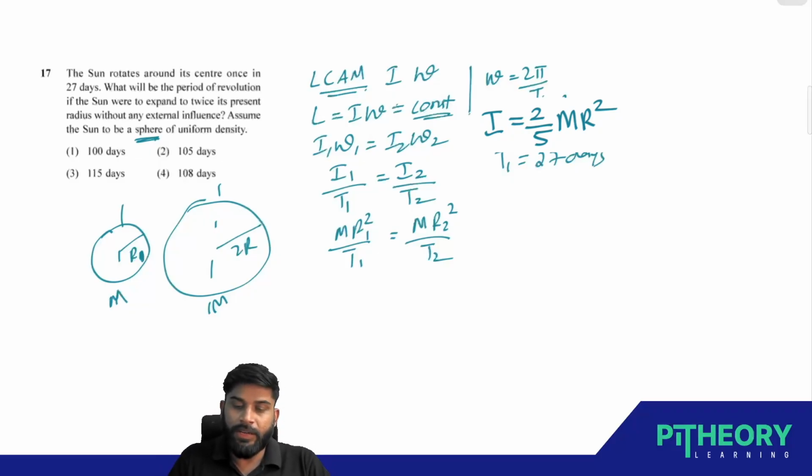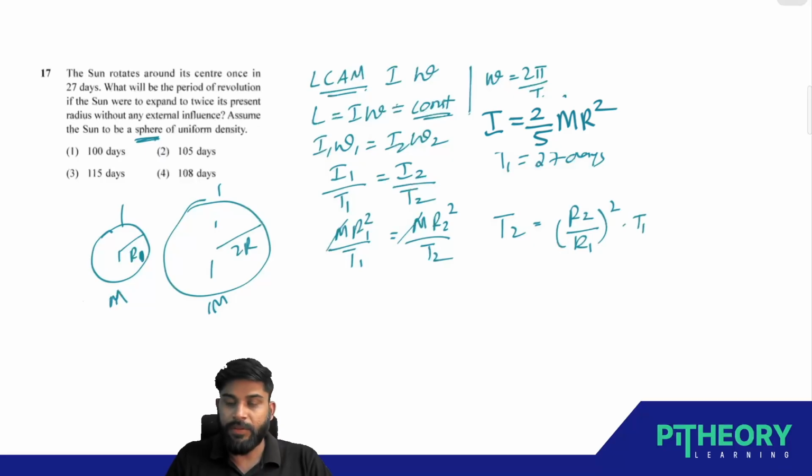Correct. How to get T2 now? The mass gets cancelled, so T2 is (R2 by R1) whole square into T1. Very clear. It's given that R2 is twice R1, so it is 2² T1, which is 4 times T1.